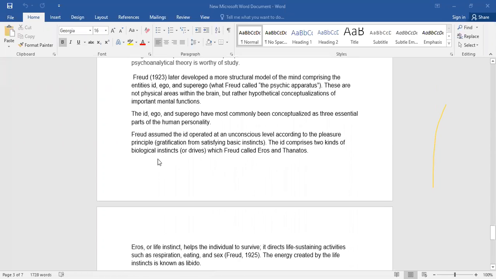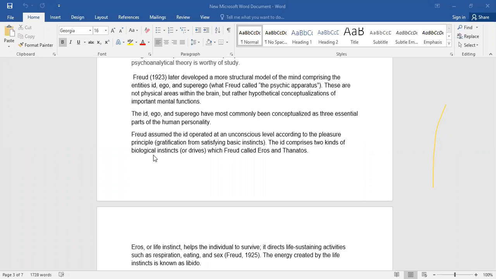And Sigmund Freud in 1933 developed a more structural model of the mind, comprising three entities: id, ego, and superego. Sigmund Freud called it the psychic apparatus, the apparatus that belongs to psychology. These are not physical areas within the brain, but rather hypothetical conceptualizations of important mental functions.